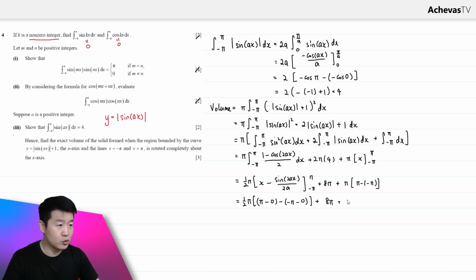And here I have a 2 pi. So 2 pi times pi, 2 pi squared. And this is going to be half pi. This will be pi plus pi. Oh, this is 2 pi. So plus 8 pi plus 2 pi squared. Yay, we have finished. So this plus pi, plus 1, 2 plus 1, we have a 3 pi squared plus 8 pi.